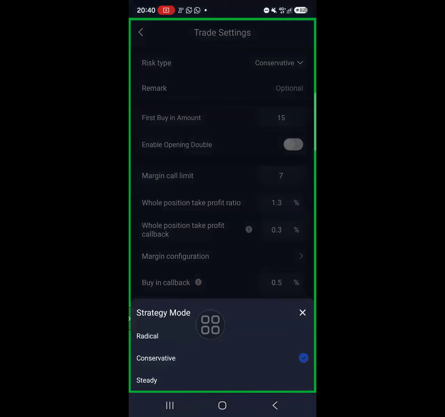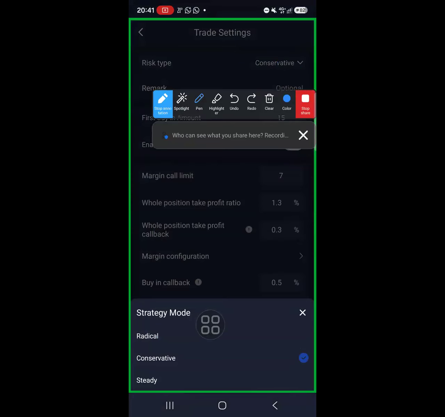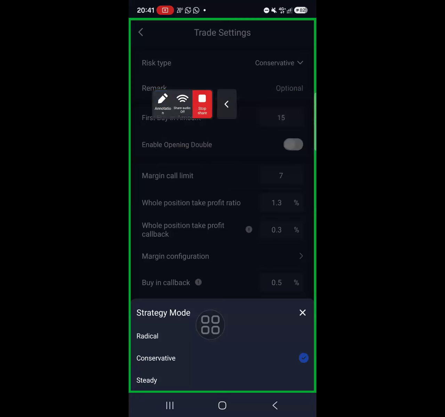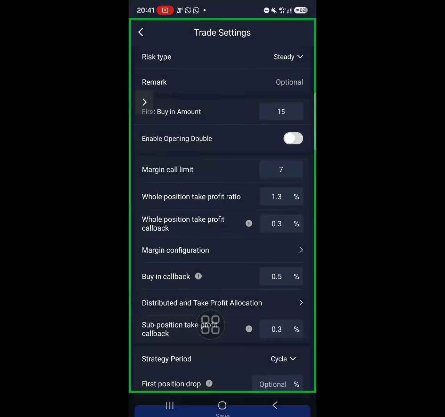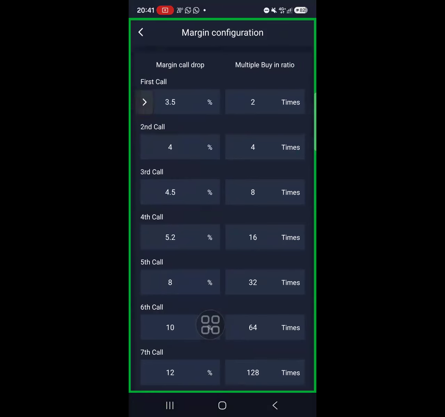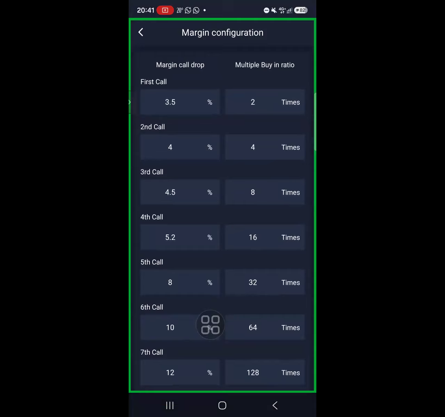Let's finish with the steady. The steady one suits those who are afraid of going to the village, those who don't want to go into ICU. So you can use the steady. Let's open steady, and we confirm we are changing to steady. Now let's come here to margin configuration, under steady.